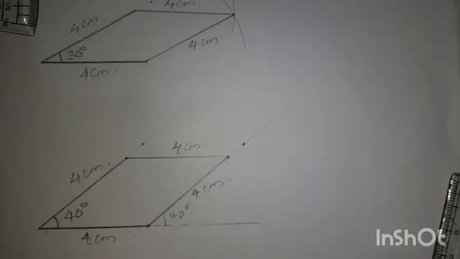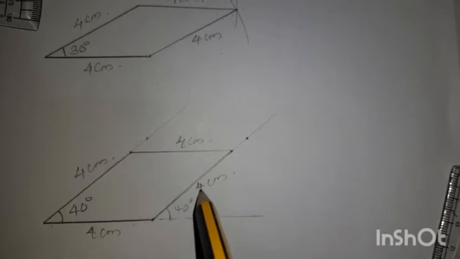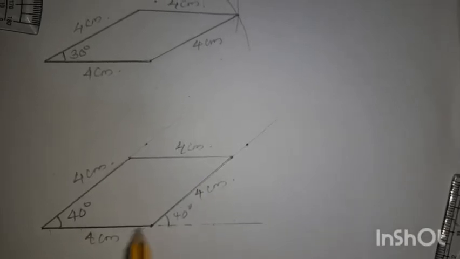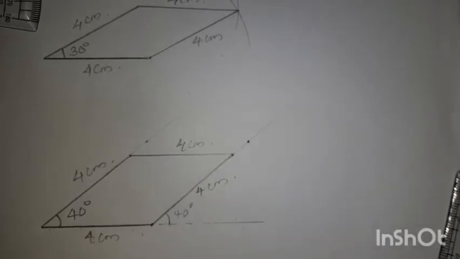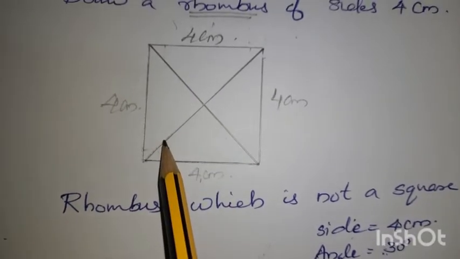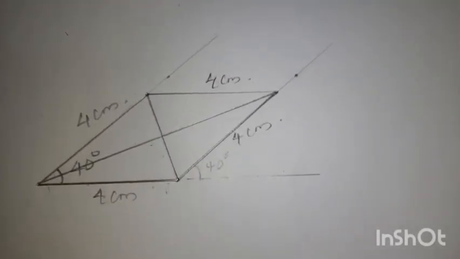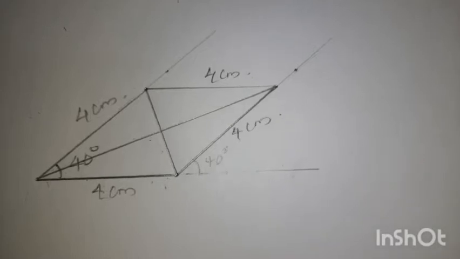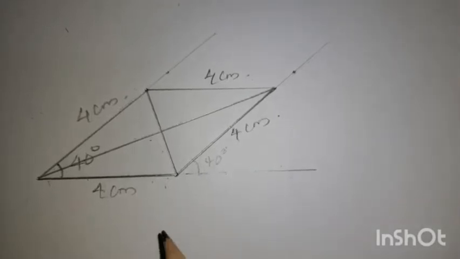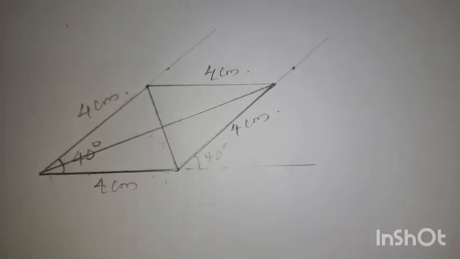If the sides are equal and the angles are 90, that is a square. But here the sides are equal but that is not a square. It is a rhombus. In the case of a square, the diagonals are equal. But in the case of a rhombus, these two diagonals are not equal. Okay, so unlike squares, the diagonals of a rhombus may not be equal. These two are of different length.